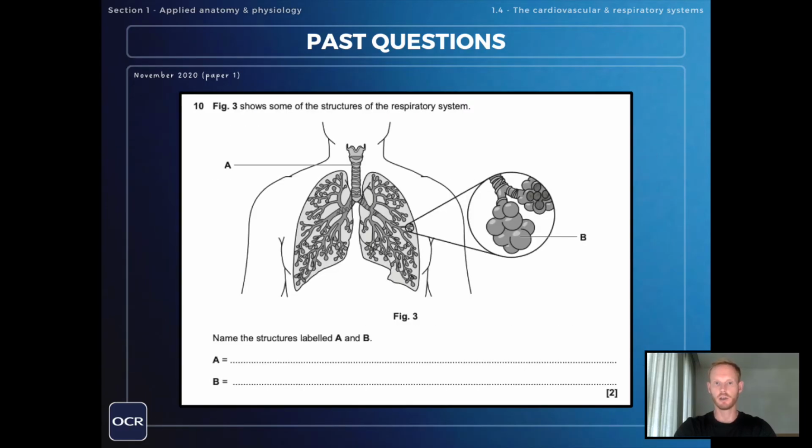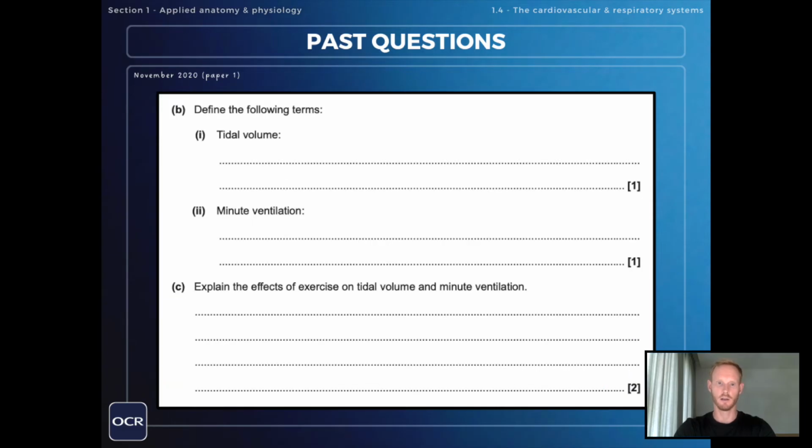Next, Figure 3 shows some of the structures of the respiratory system. Name the structures labelled A and B. So A is of course the trachea and B is alveoli. Define the following terms. You need to know the terms tidal volume, minute ventilation, and breathing rate. Tidal volume is the volume of air inhaled or exhaled per breath, and minute ventilation is the volume of air inhaled or exhaled per minute.